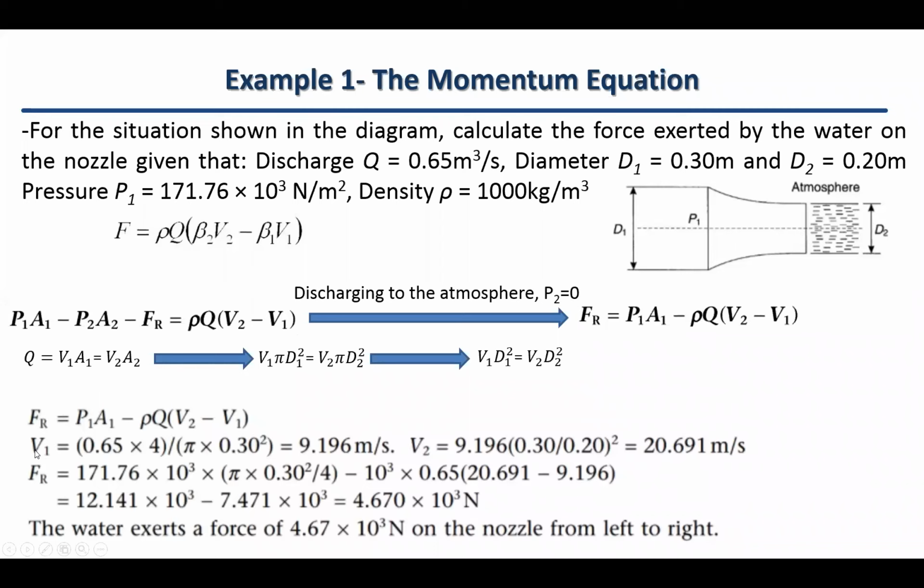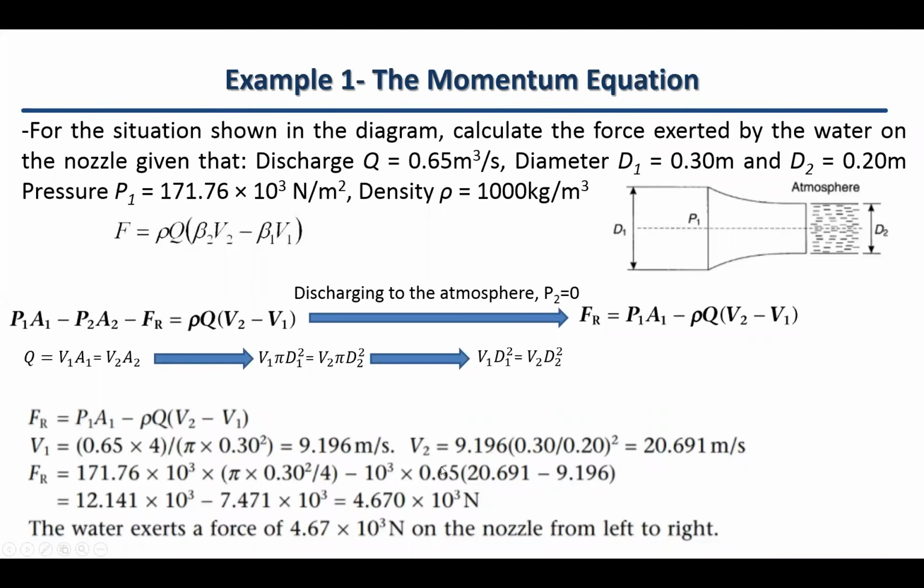First of all, we calculate V1. V1 is Q divided by the area, pi times 0.3 squared over 4, and V1 is calculated as 9.196 meters per second. You can calculate V2 the same way, Q divided by A2. Or you can use this formula: V2 is equal to V1 times the ratio D1 divided by D2, where D1 is 0.3 and D2 is 0.2, all to the power 2. So V2 is 20.691.